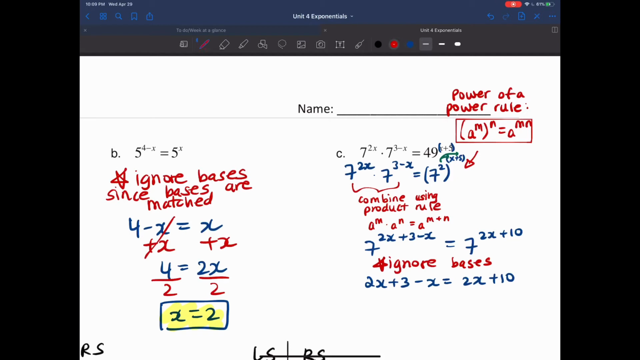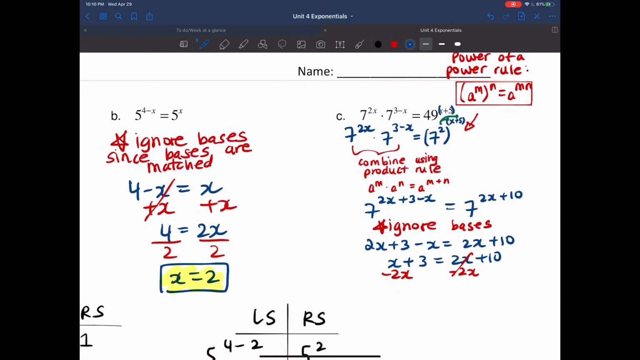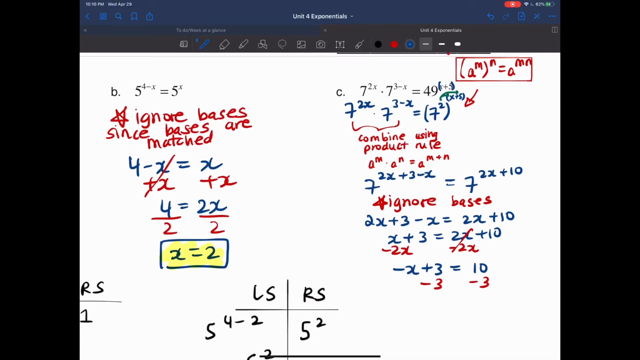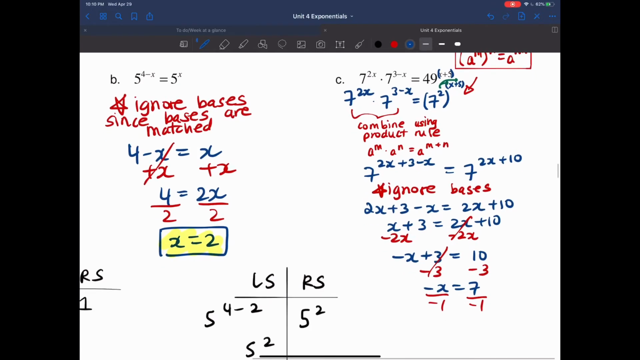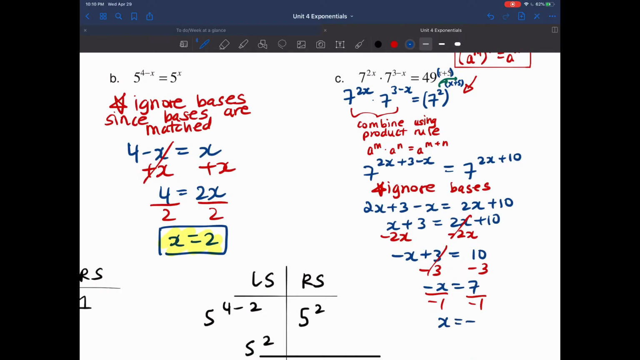So next, I want to get my x's to one side. So I get x plus 3 is equal to 2x plus 10. I'm going to move the x's to one side and get rid of those. And then I get negative x plus 3 is equal to 10. Then I want to subtract 3 on both sides, and I should get negative x is equal to 7. You're going to divide both sides by negative 1, and x is equal to negative 7. And if you like, you can do a left side, right side check.